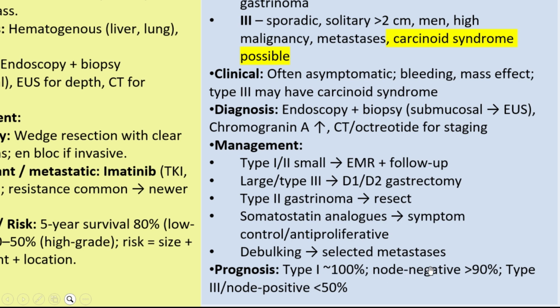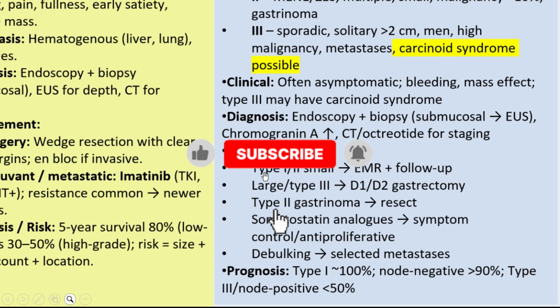Then the prognosis: type 1 is almost 100% if there is no metastasis. Type 2, if there is no metastasis, is greater than 90%. And then for type 3, if there is metastasis, the chances of survival are less than 50%.